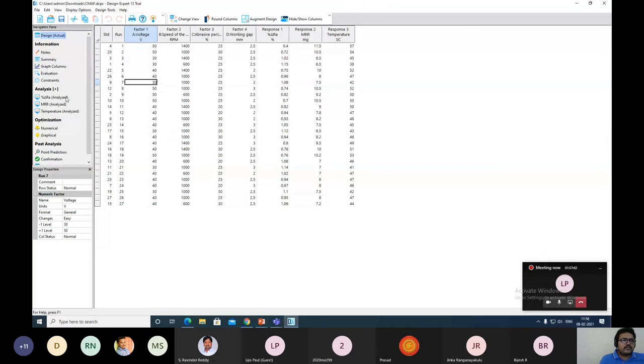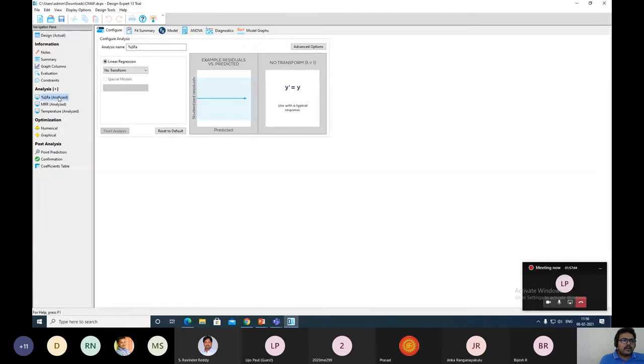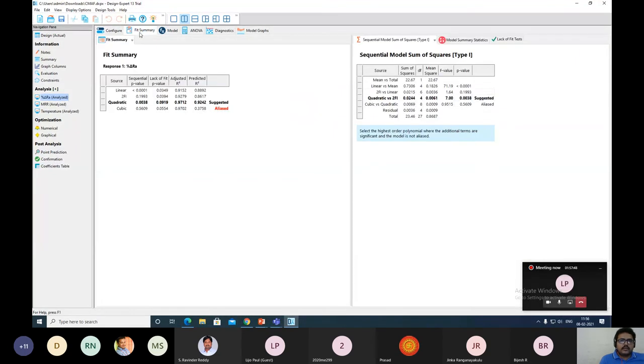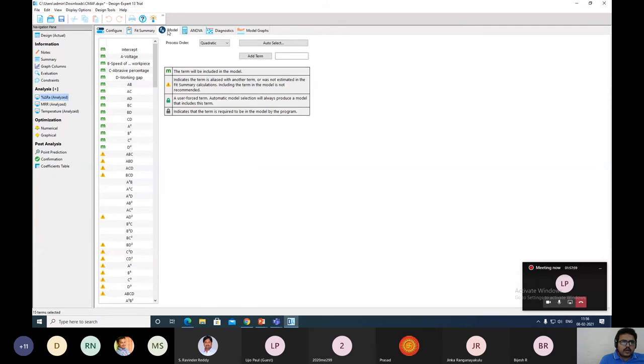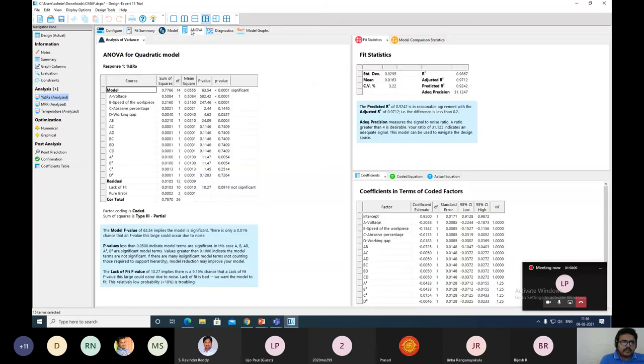There are three responses. I can go to the first response and get the fit summary, to see whether the model is quadratic or not. Here the model is quadratic and suggested, and I can go to the ANOVA. In the ANOVA analysis, I can find whether the model is significant or not, and whether the lack of fit is significant or not significant. You can go into detail about the F value, P value, how to calculate the sum of squares, etc.